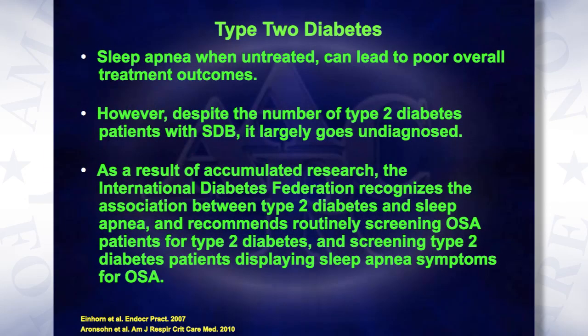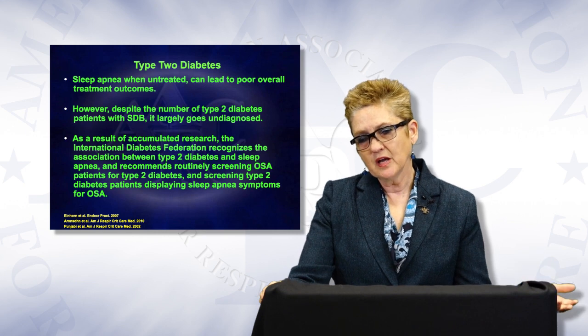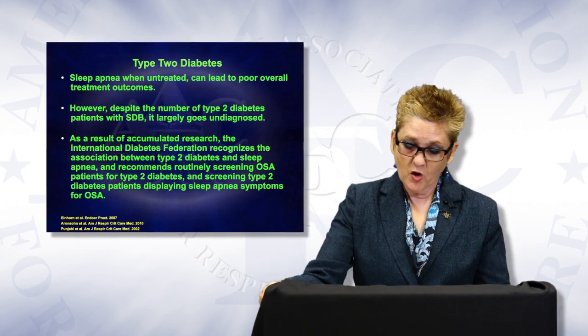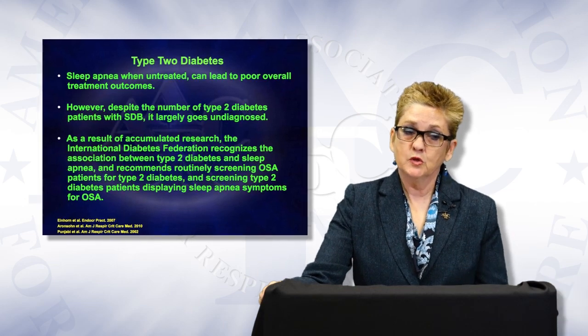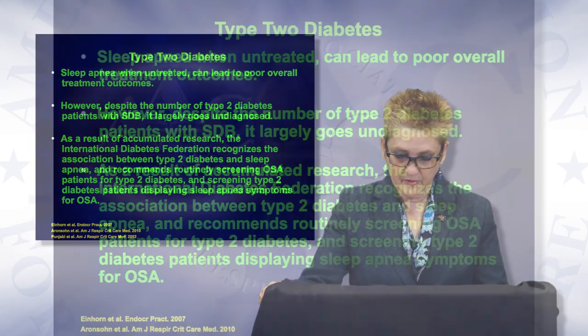With type 2 diabetes, sleep apnea, when it's untreated, can really lead to poor overall treatment outcomes. However, despite the number of type 2 diabetes patients with sleep disordered breathing, it largely goes undiagnosed. Again, if we had screening tools in place for every patient that was diagnosed with diabetes, then we can catch their OSA, and hopefully we can get the patient treated appropriately to control their diabetes better.